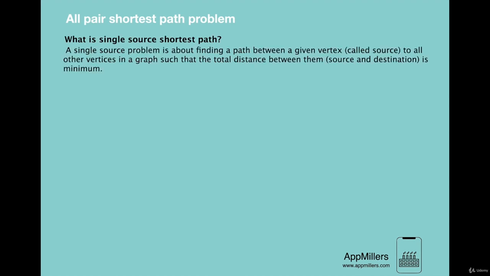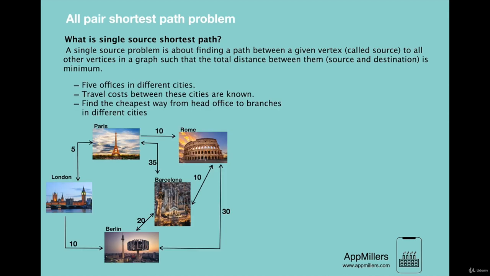In case of a single source shortest path, we were given a graph and each of these vertices is connected via some edge. And of course, all these edges have some weight. The task is that we can start at any given vertex and find the minimum path from this source vertex to other vertices. So in our problem, London was the source vertex, and from London we found the shortest path to other cities.